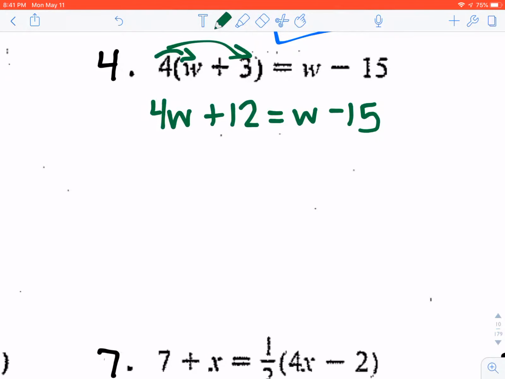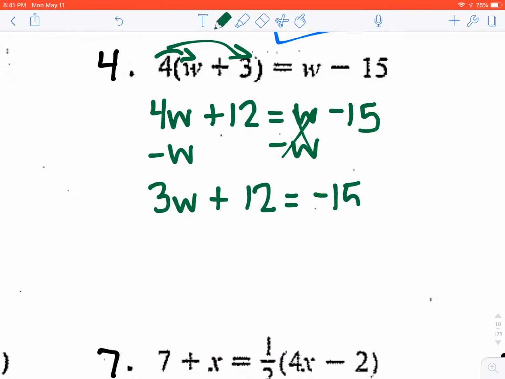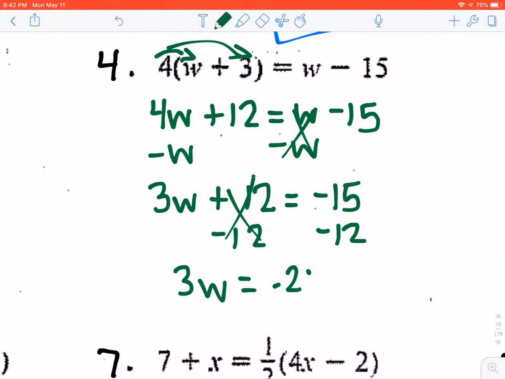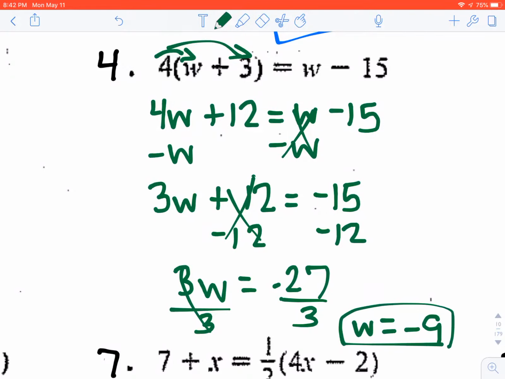There are no fractions to clear. There are not any like terms to combine. So the next thing we do is move our variable to the left. So 3w plus 12 equals negative 15. And then move your numbers to the right. So 3w equals negative 27. Divide by 3. So you end up with w equals negative 9.